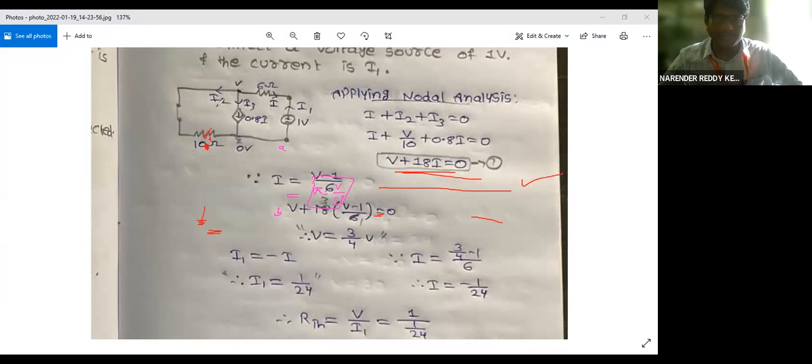How did we write the equation for I2? We wrote it as V by 10, or V minus 0 by 10. So similarly we can write the equation for I. I can even eliminate I by writing the equations in nodal form. What is the equation I can write for I?